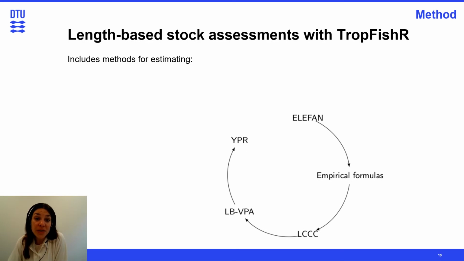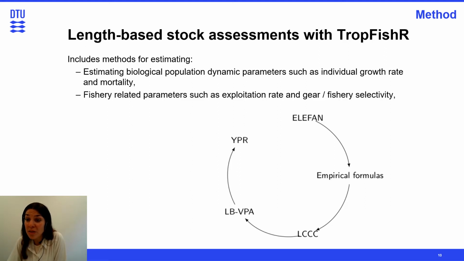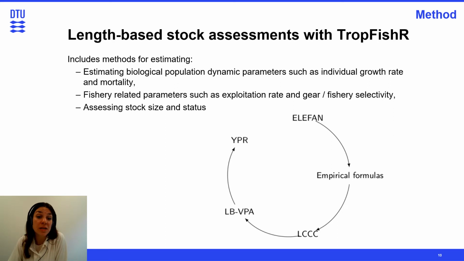The TropFishR package includes methods for estimating biological population dynamic parameters, such as individual growth rate with ELEFAN, that can then be used as an input for natural mortality estimations with empirical formula, and total mortality estimations with the length-converted catch curve. TropFishR further includes methods to estimate fishery-related parameters such as exploitation rate and selectivity, and methods to assess stock size and status. Here we will focus on the methods for estimating biological and fishery-related parameters.